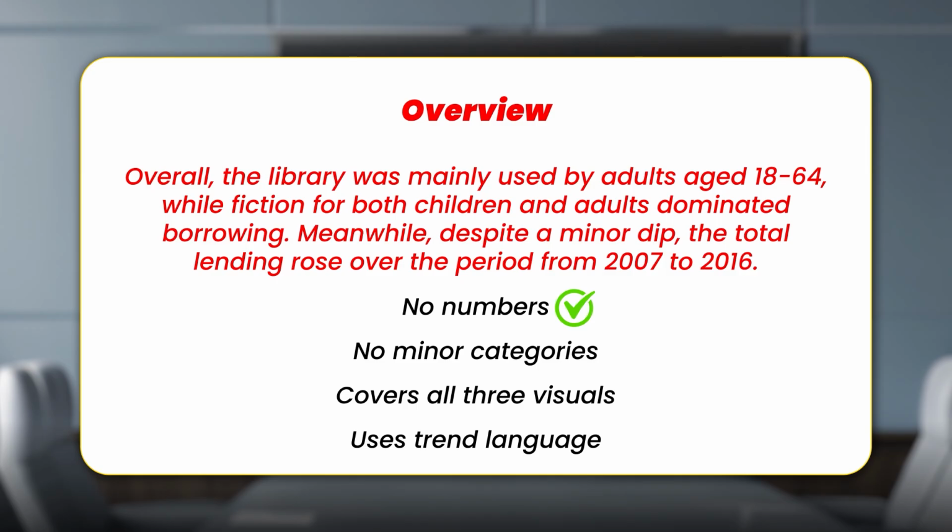You will not talk about the minor categories, and you should cover all the three visuals. So basically, features or the main features from all the visuals given. And you should also use the trend language. So rather than talking about the data values, use words like dominated, rose, accounted for, dip, and so on.